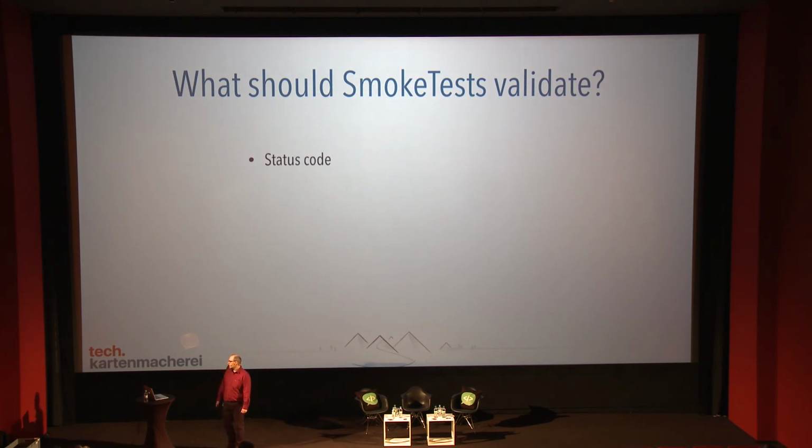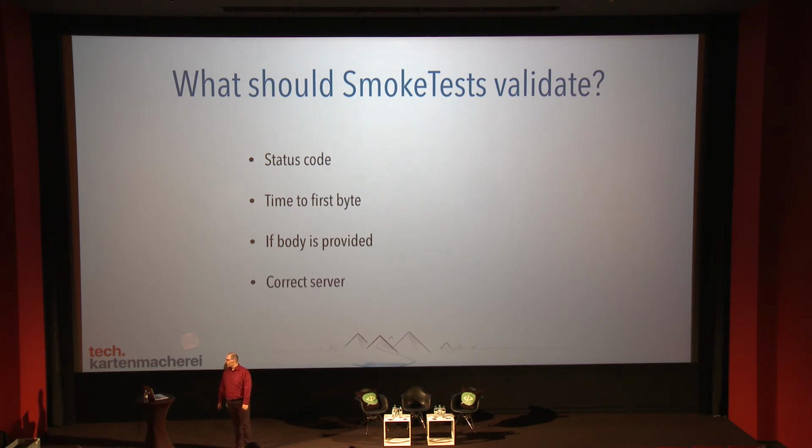So what should we validate? We should make sure that the status code is a defined status code. Not every status code we want is 200. If you want to test a dedicated redirect, you want to see that the redirect is actually a 302 or a 307, or however you defined it. We want to see that the time to first byte is working. We want to see that a body is shipped, so that an HTML body is produced.